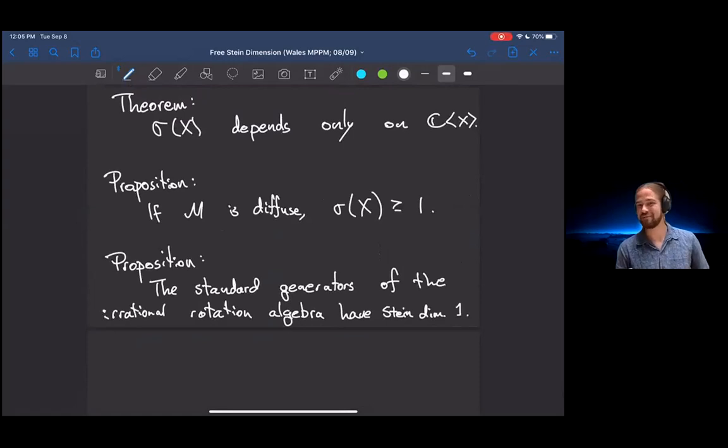As a brief aside, let me mention that every time I have said Stein dimension, that is an abbreviation of free Stein dimension. And I think Brent gets annoyed at me when I elide the free. So you should imagine that I've been saying free many more times in this talk than I have been.